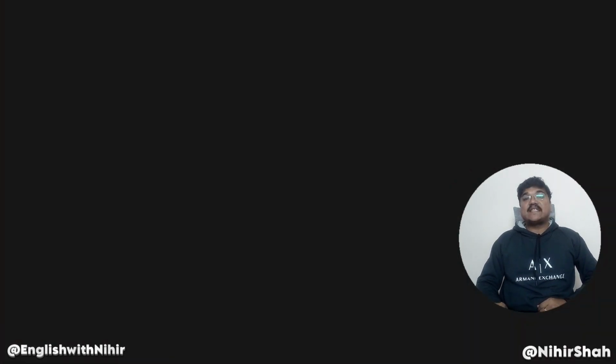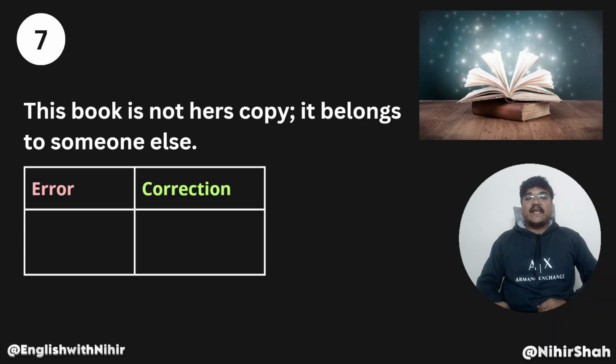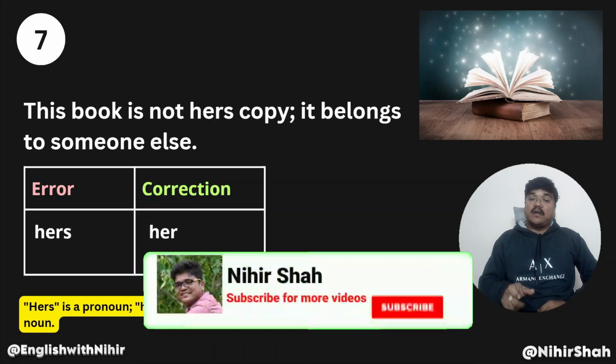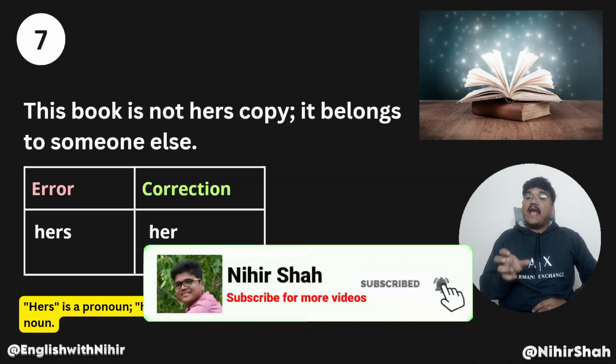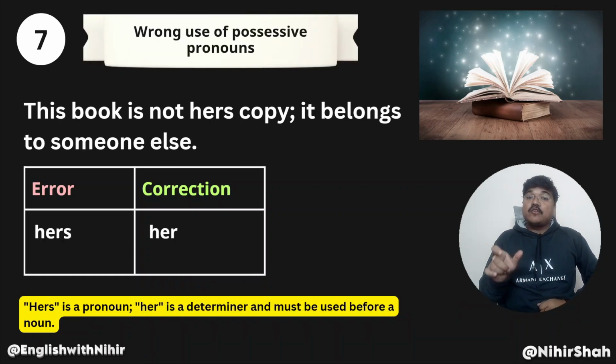Okay. Let's move on to the seventh mistake. This book is not hers copy. It belongs to someone else. This is an easy one. I hope you would have already guessed it. Error is in hers. Now, what is the correction? The correction is only her should come. Why? Because hers is a pronoun and her is a determiner in this case, and it must be used before a noun. So, this is rule number 7, wrong use of possessive pronouns. Here we are using a possessive pronoun instead of a possessive determiner. So please avoid that. Okay. This is mistake number 7.